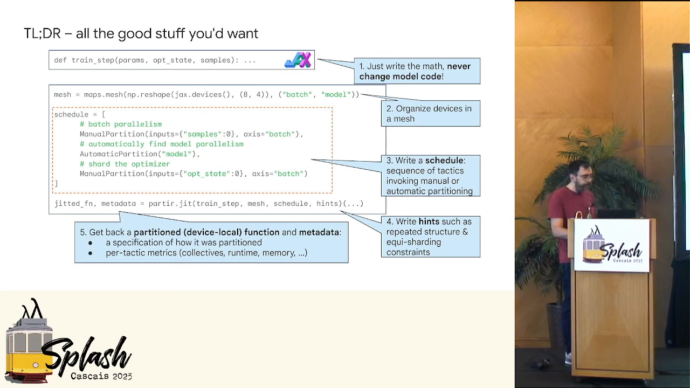And then what you get back is a partitioned device local function and some metadata. And the metadata says, how was the function actually partitioned? What do you need to do? How do you need to invoke that function? How do you need to shard the inputs and outputs of the function to actually invoke it? And also some per tactic metrics. For example, after every tactic, what happened with the communication primitives? What is the estimated runtime? What's the memory? What are the flops? What else? Yeah, I think these things.